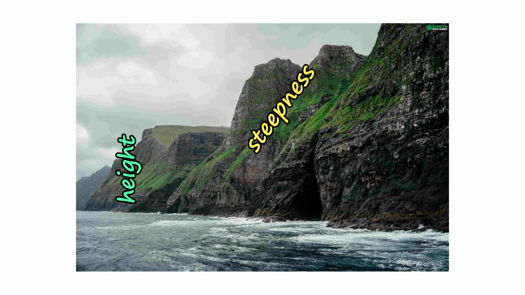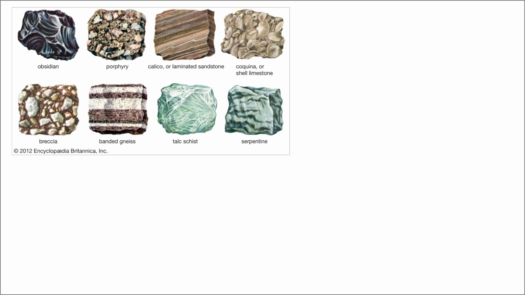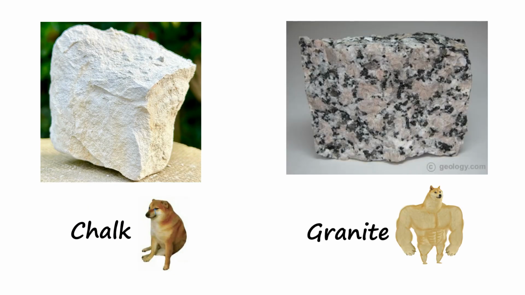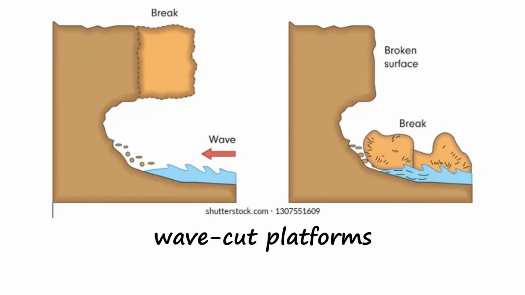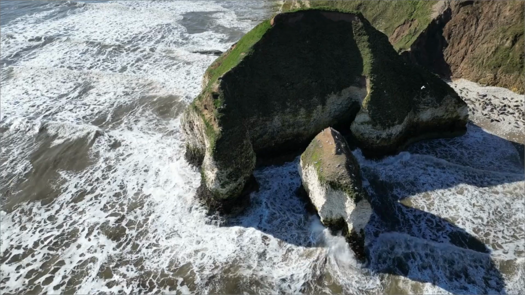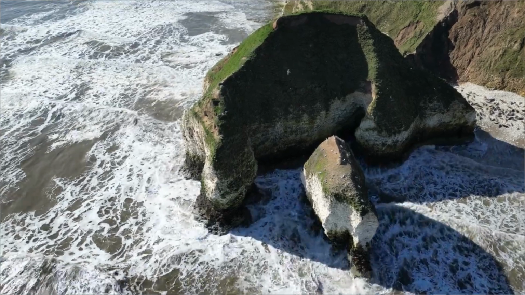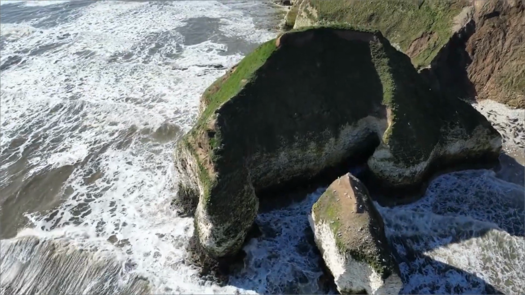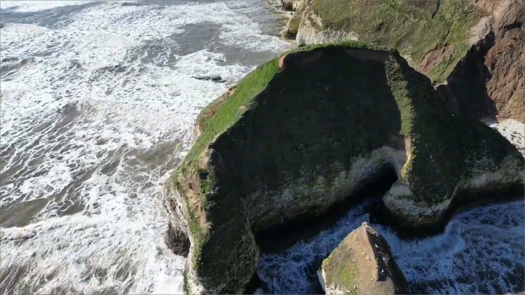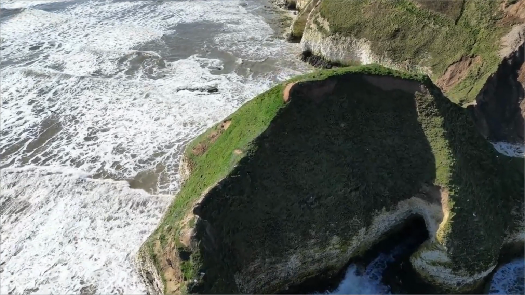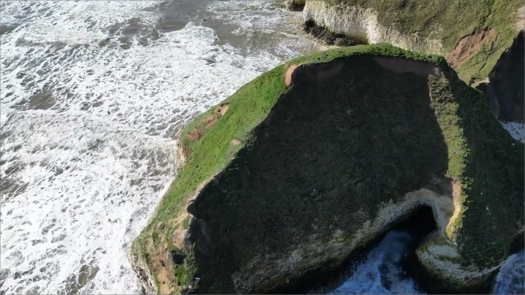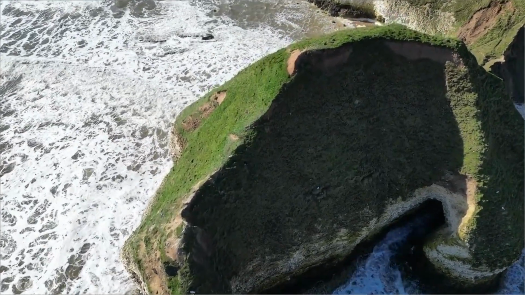The height and steepness of a cliff depends on the type of rock and how quickly it erodes. Soft chalk erodes relatively quickly, while granite resists for much longer. At the base of sea cliffs, wave-cut platforms form, wide, flat shelves of rock that are exposed at low tide and represent the slow retreat of the cliff face over geological time. These platforms are often rich in marine life and record thousands of years of coastal change in their layered rock.